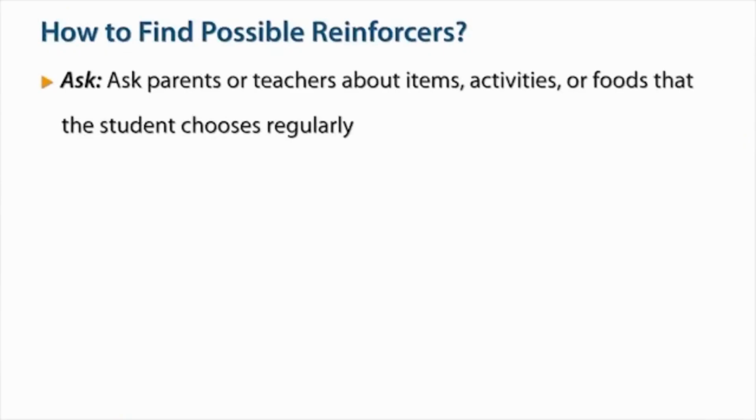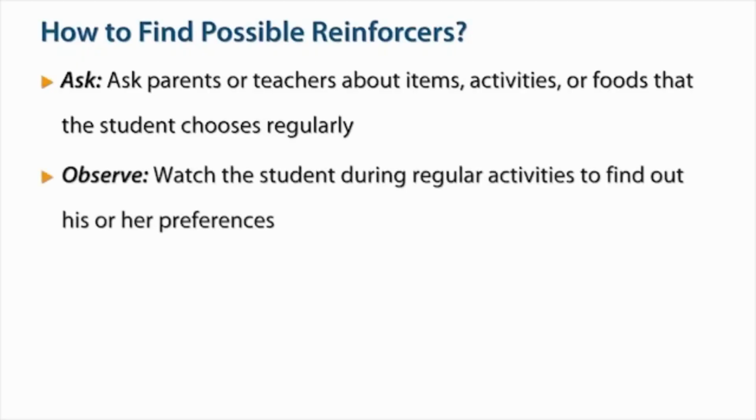Ask. One of the easiest ways to find out what kinds of things a student prefers is to ask his parents and other teachers. Usually, parents will be able to list toys, activities, and food items their child chooses regularly. These frequent choices indicate the child's individual preferences. You can even ask the student if the student is verbal and can understand your question. For example, a parent might tell you that his child loves to play with toy cars. You could try using toy cars as a reinforcer for that student.